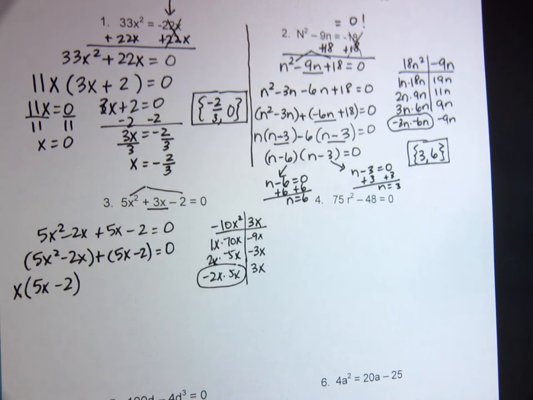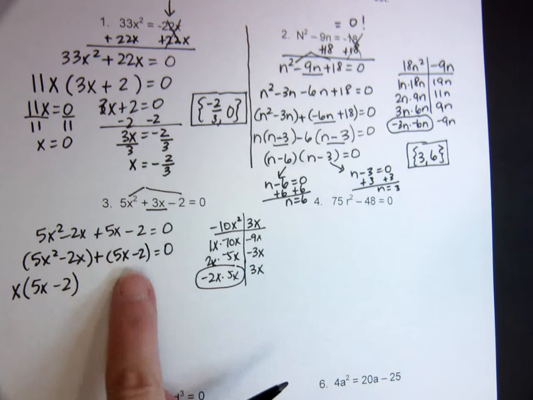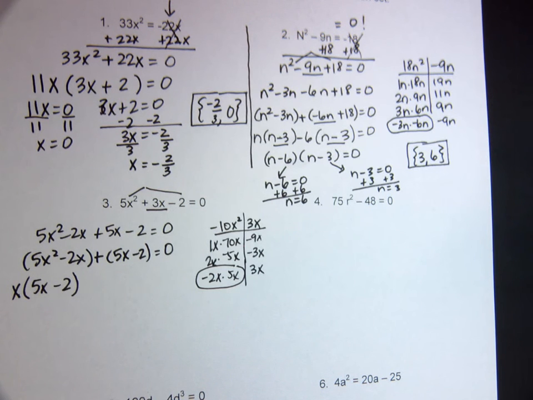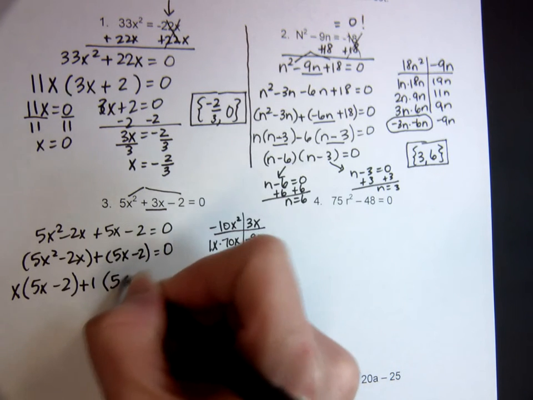Here's a really big question right now. What is the greatest common factor of the second parentheses? There's not one, so you put a 1. Exactly. If there is not an actual letter or a real number, 2, 3, 4, whatever, you have to have something, so you have to say that the greatest common factor is a 1. Okay? So then this would be a plus 1, and that's 5x minus 2.